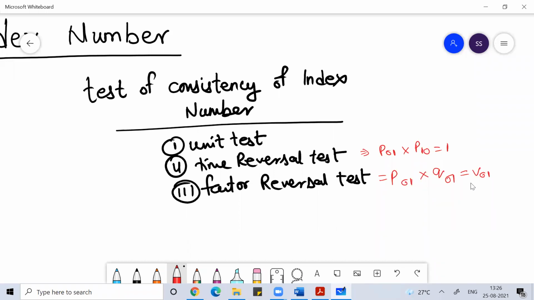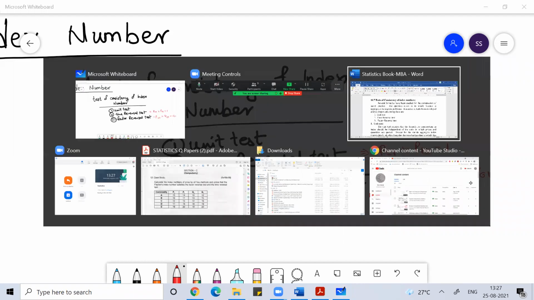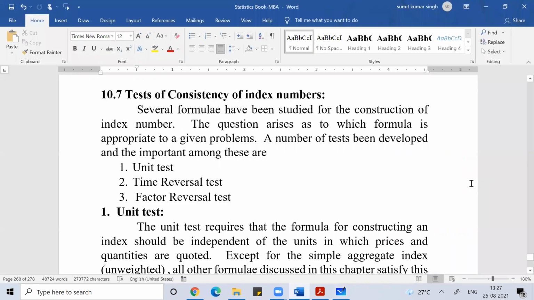Unit test is the test where the final outcome we get should be free from the units of price and quantity that we take for the calculation of the index number. So let's talk about the theory. I have already started talking about the theory part.